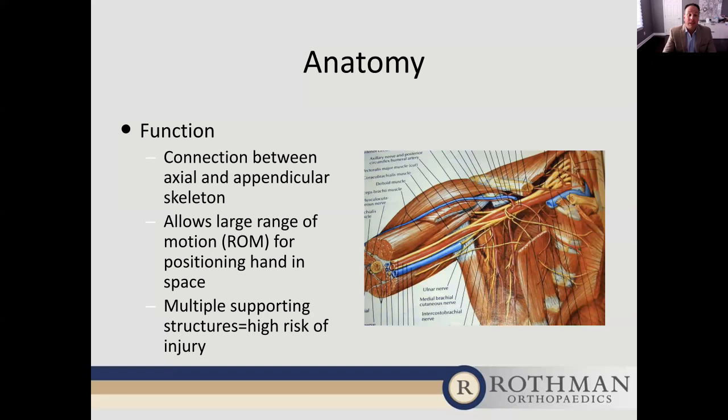The function of the shoulder is to connect the axial and appendicular skeleton, basically connecting the body to the arm. The shoulder allows a large range of motion, the positioning of the hand in space to function, and the more supporting structures there are, the higher risk there is of injury. So from all the way from the skin all the way down to the shoulder joint.